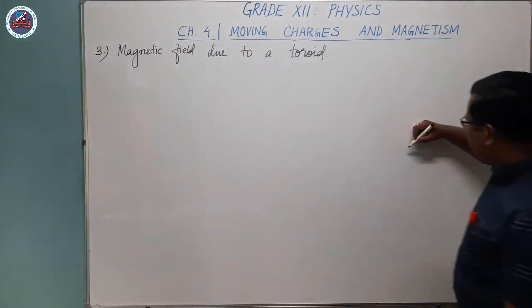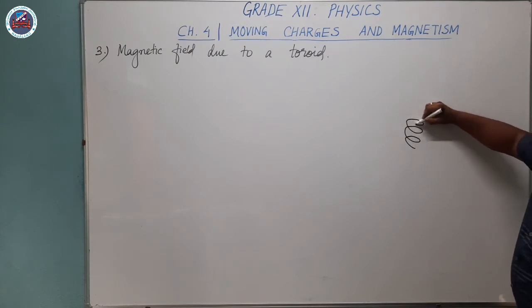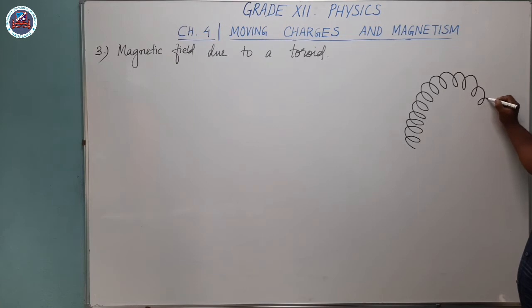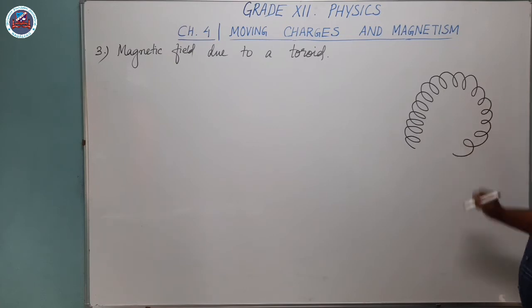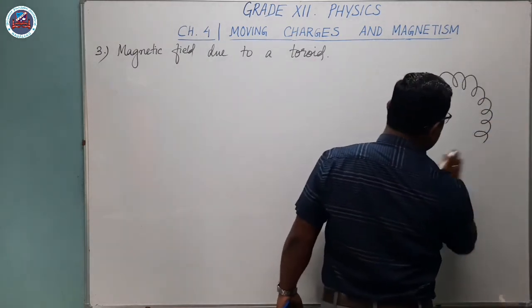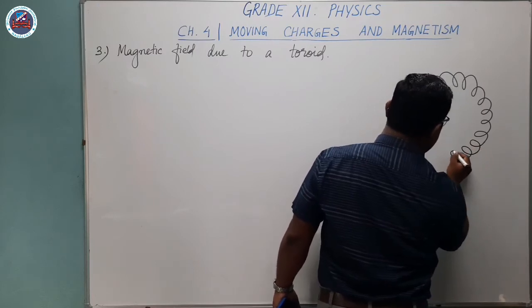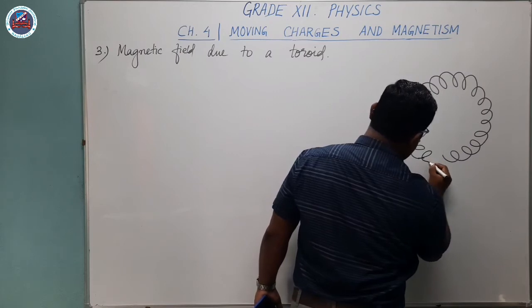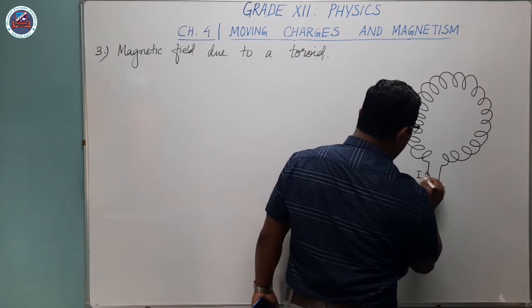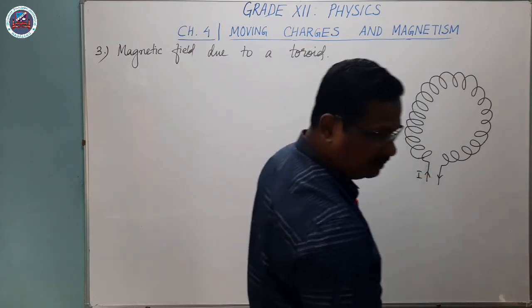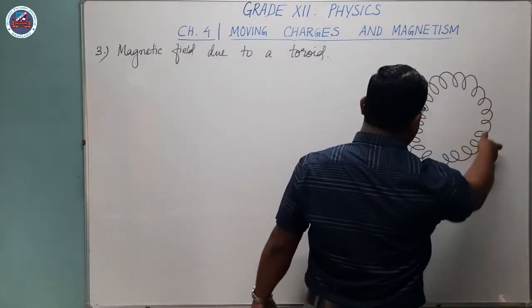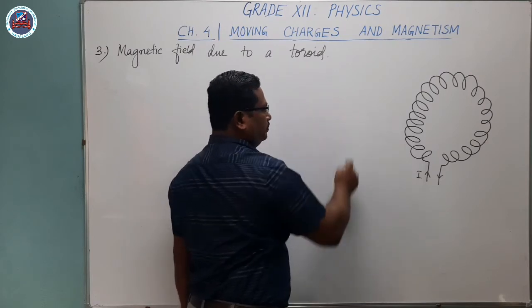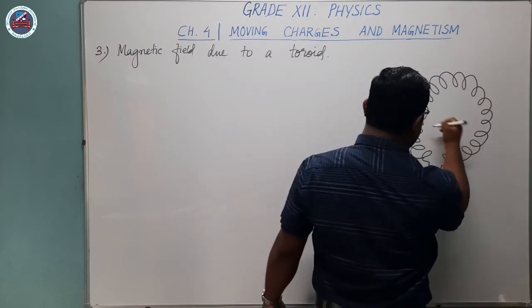Suppose let me draw one toroid here. Like this it will look. Let the current passing through the toroid be I. Now in this case, it must look like a ring. Or you can first draw one circle like this, and after that you can wind up the coil. As it is a ring, there will be a center here.